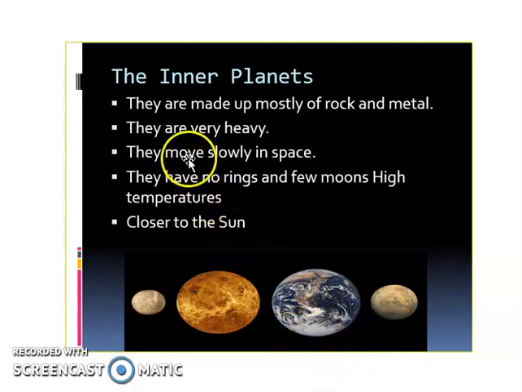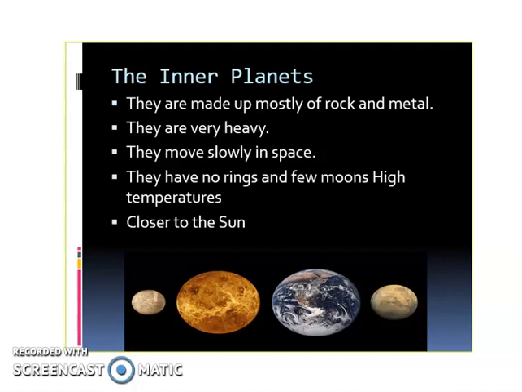Okay, so inner planets are heavy in nature. At the same time, they move slowly in space because they are bigger. At the same time, their orbit is smaller compared to the outer planets. They have no rings and few moons. Okay, at the same time, they are the closest planets to the sun.